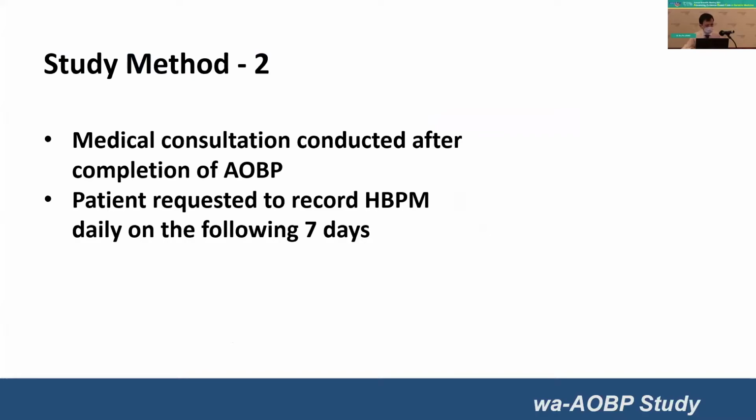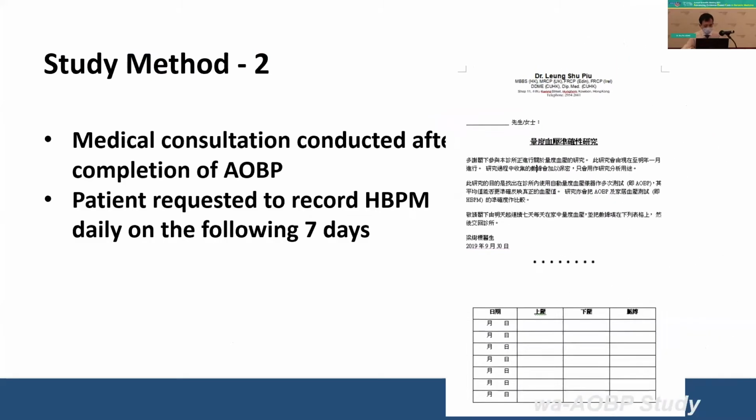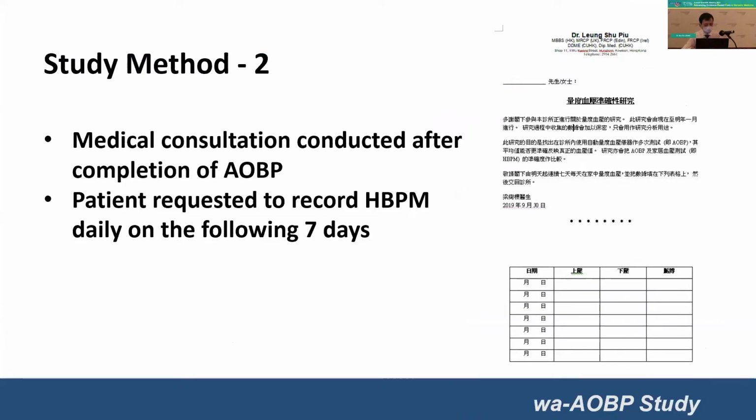The patient is then requested to record the home blood pressure daily in the following 7 days on the chart provided. And the average of the data will be regarded as the third set of data. And this is the HBPM or home blood pressure measurement data. We then compared the 3 sets of data.